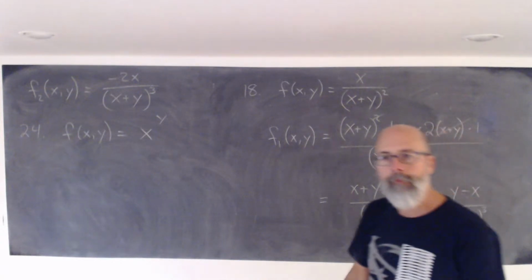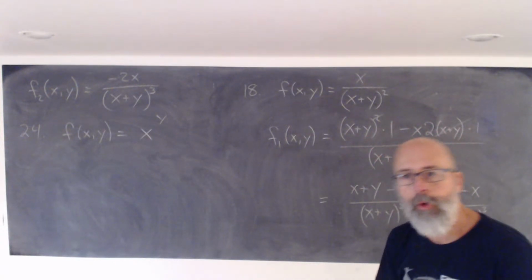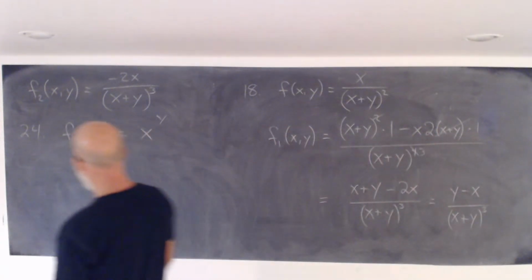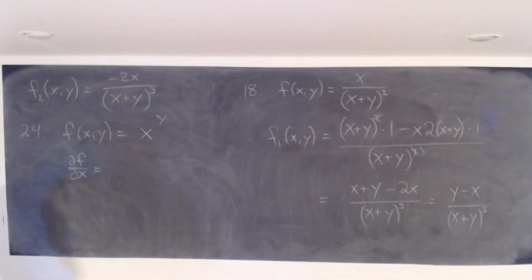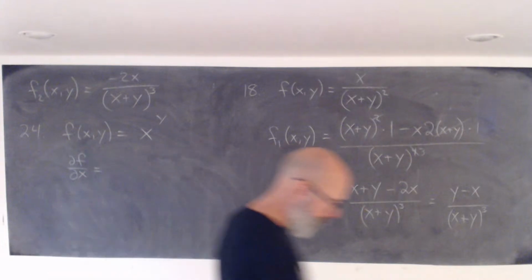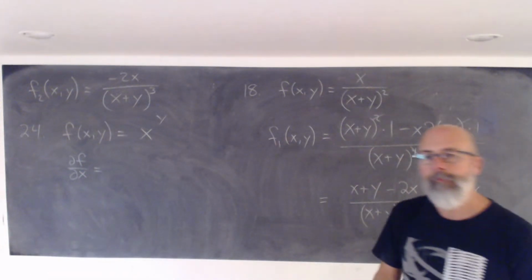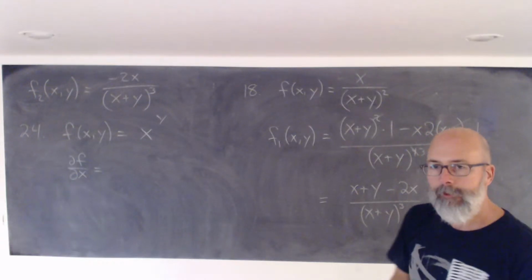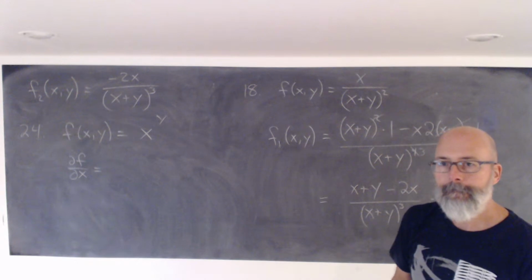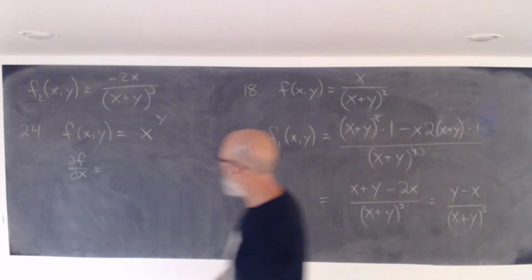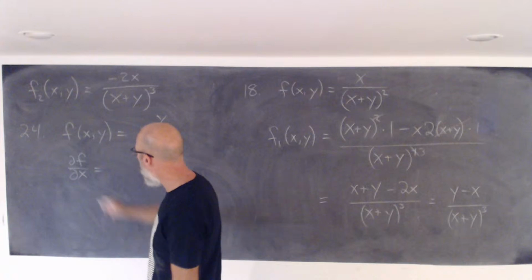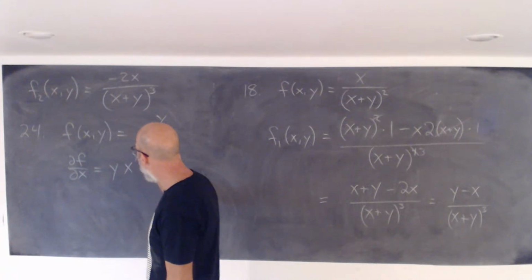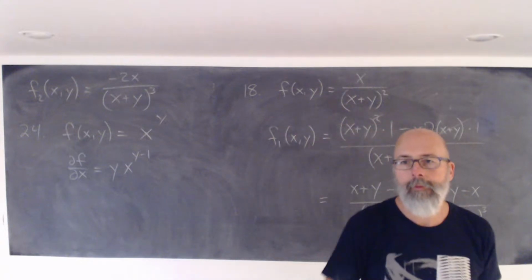A nice question. Take a moment, work out the first partial derivatives. Does everybody have it? What is it? This is x to the power y. The derivative is y x to the y minus 1. Very nice, Tony.